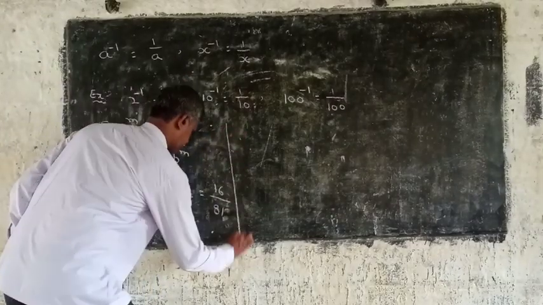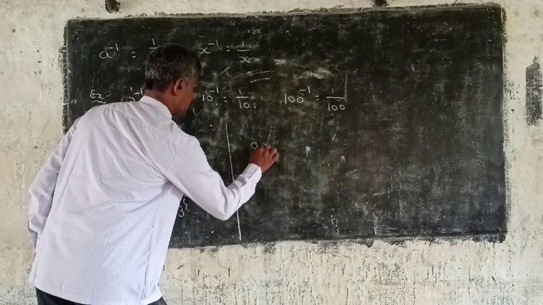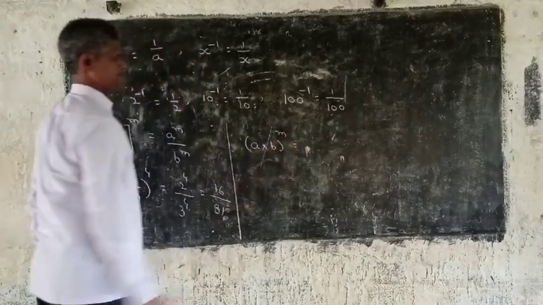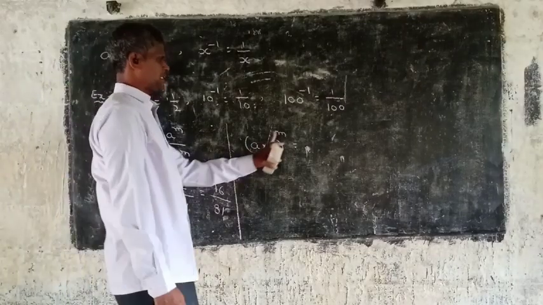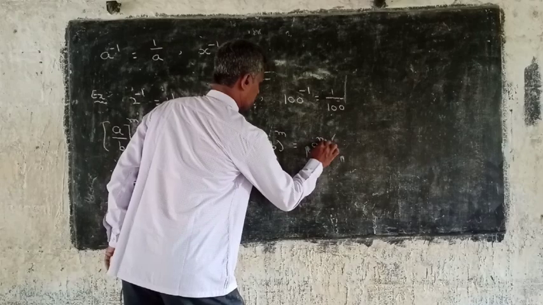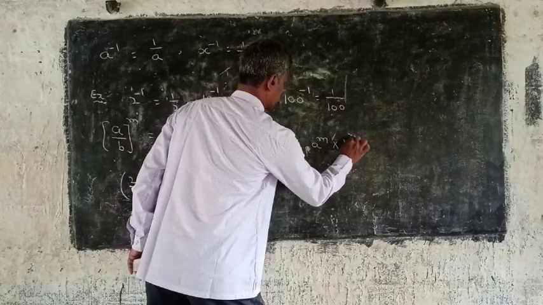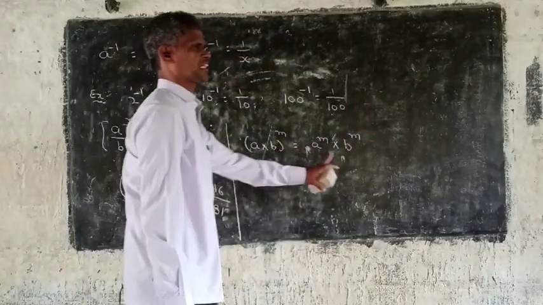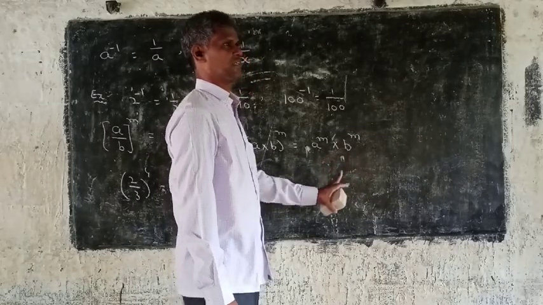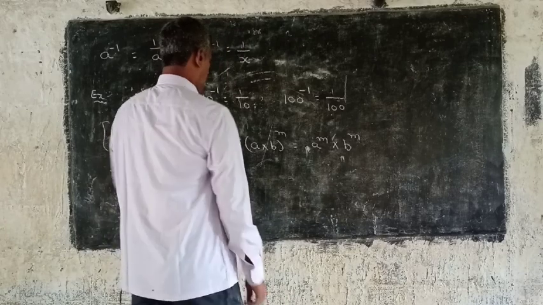Next one, (a into b) whole power m. Again, a belongs to m, b belongs to m. That equal to a to the power of m into b to the power of m. Bases are not equal. Base of a, base of b.